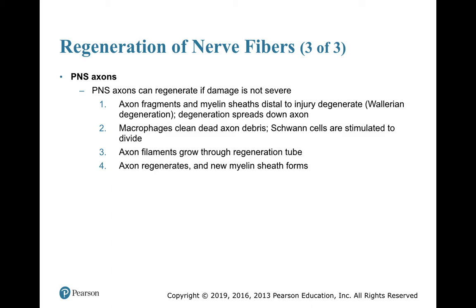Macrophages would then come in and clean up the dead axon debris. Those Schwann cells that are there would be stimulated to divide. The axon filaments would grow through the regeneration tube formed by the Schwann cells, and as the axon regenerates, new myelin sheaths will form.